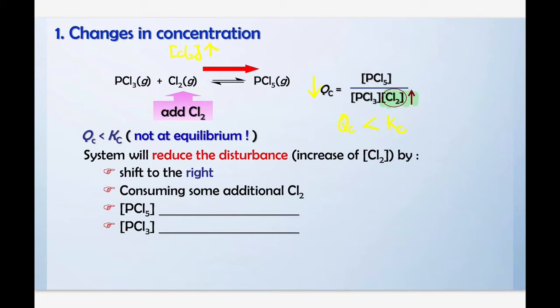Jadi kalau kita guna konsep Pac-Man, okay, kita lukis Pac-Man di sana dan kita dapat lihat bahawasanya anak panah akan menuju ke sebelah kanan. So meaning to say this reaction will shift to the right. Okay, so bila dia shift to the right, dia akan consume additional chlorine, itu menyebabkan concentration of PCl5 increase, concentration of PCl3 decrease.